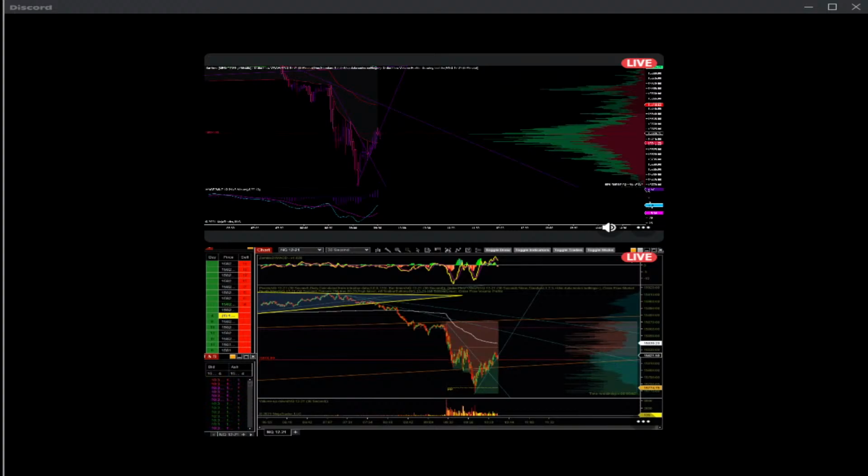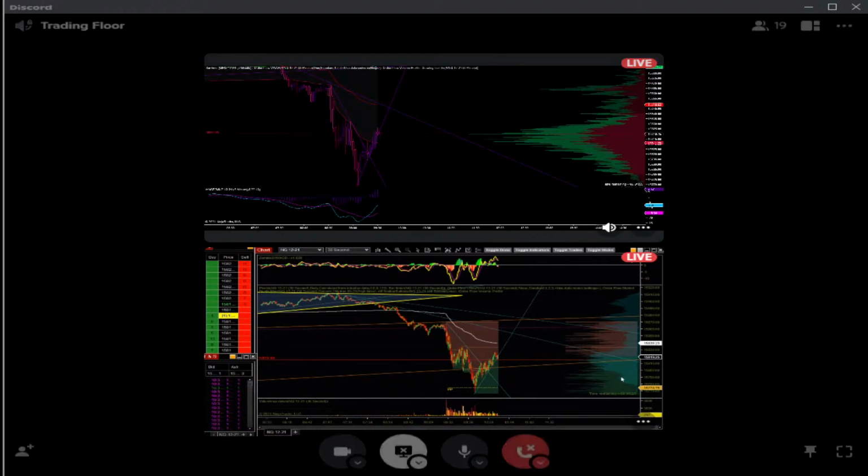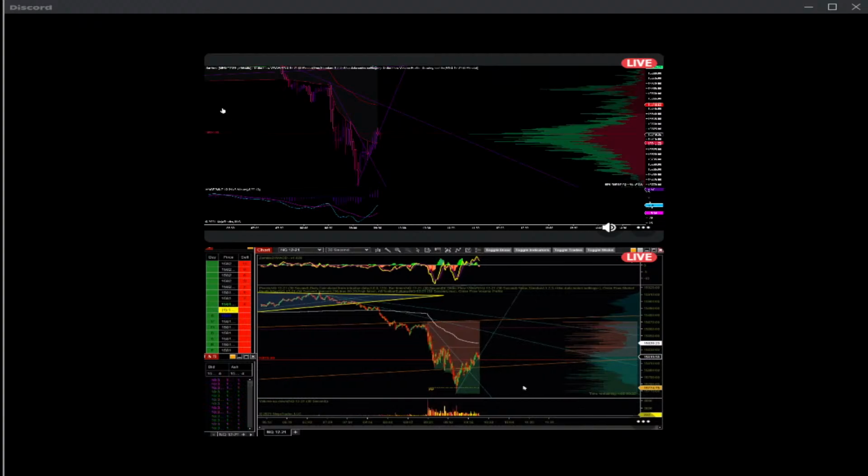POC is coming up. This could be forming the right shoulder, too, though it's a little off.